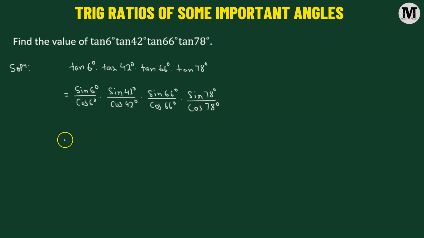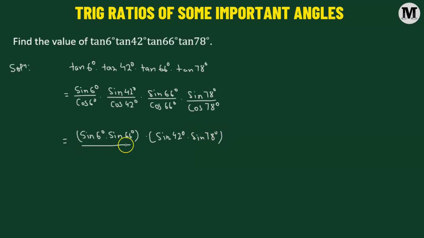Now what we'll do, we're going to consider the numerator. So here we'll start by first considering sine of 6 degrees, and we're going to multiply it with sine 66 degrees. So this is going to be one single product. Then we're going to take the product of the other two sine functions. So we'll take sine 42 degrees and multiply it with sine 78 degrees.